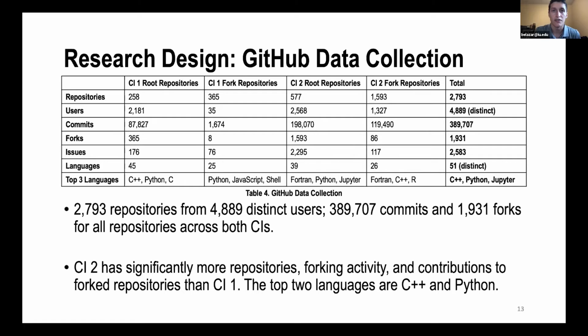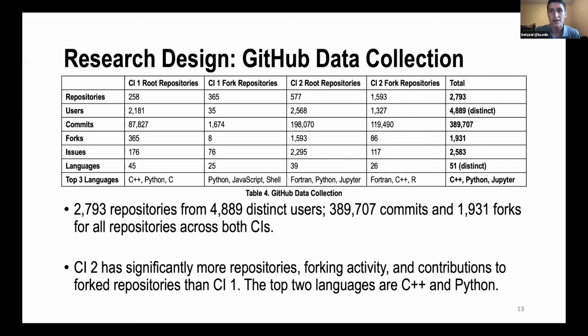So here we provide an overview of the actual data within our collection. As you can see, across the 2 scientific CIs that we identified and collected, we identified 835 root repositories and 2,052 fork repositories. For the remainder of this presentation, whenever I'm referring to a root repository, that will refer to a repository that was actually created directly by the cyber infrastructure organization themselves. And whenever I refer to a fork repository, this is an instance of a repository that has been generated by another user outside of the CI organization forking a root repository.